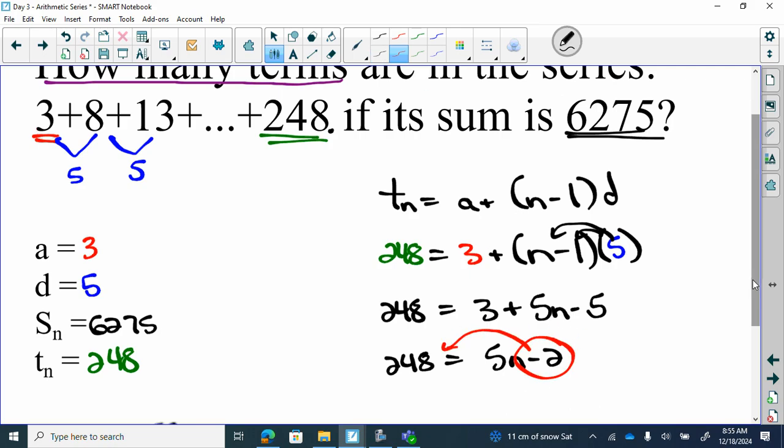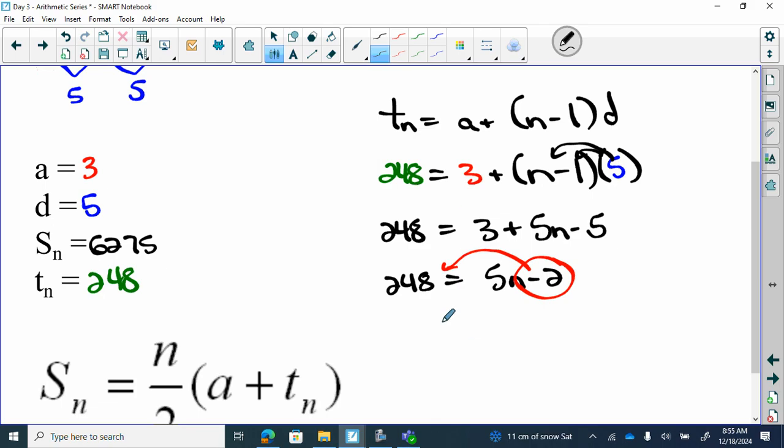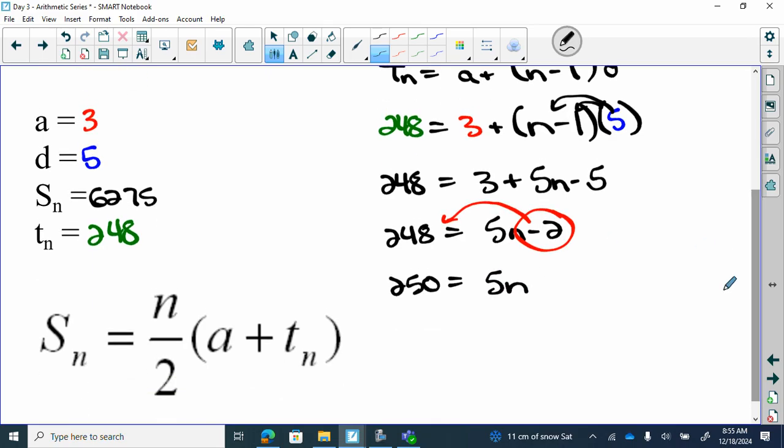Add 2 to both sides. 250 equals 5n. Divide both sides by 5. And what do you got? 50 equals n. There's one way to do it.